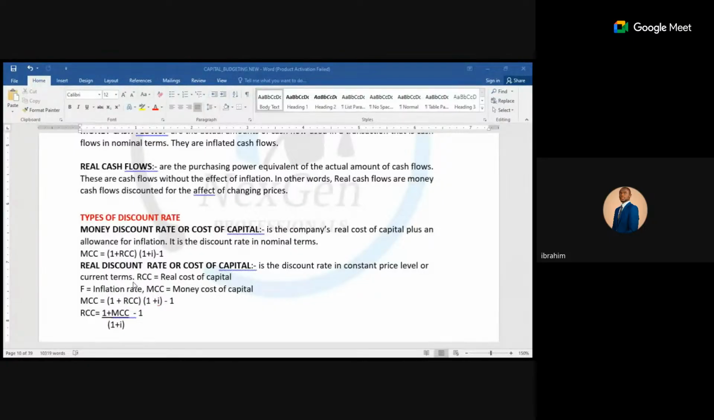But the examiner will still test you. They want to test your knowledge on the conversion. They may give you the money cost of capital, therefore you need to convert to real cost of capital. If you want to convert to real cost of capital, it is calculated as RCC equals (1 plus MCC) divided by (1 plus I), the general inflation rate, minus 1. That gives you the real cost of capital.